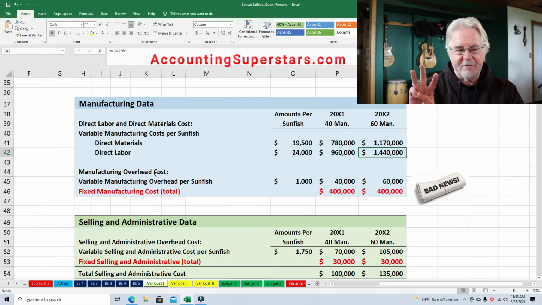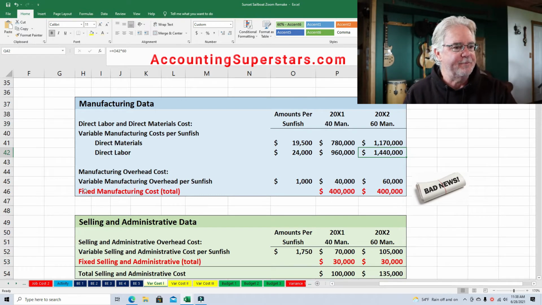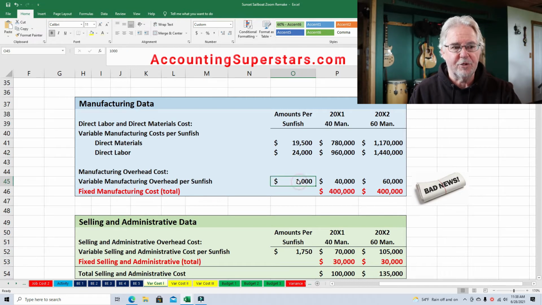Now, coming down here, manufacturing overhead costs. As you know, there's three different types of costs. There's direct labor, there's direct materials, and overhead. So now we're looking at the overhead. Some of this overhead is variable. Variable manufacturing overhead per sunfish is $1,000. So if you multiply it by 40 boats, you get $40,000. And if you multiply it by 60 boats, you get $60,000.